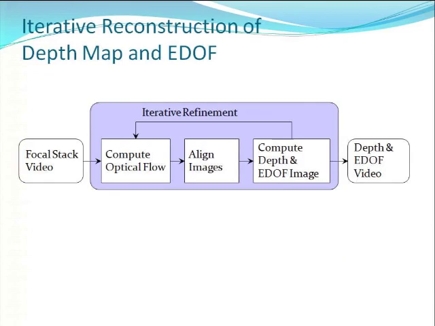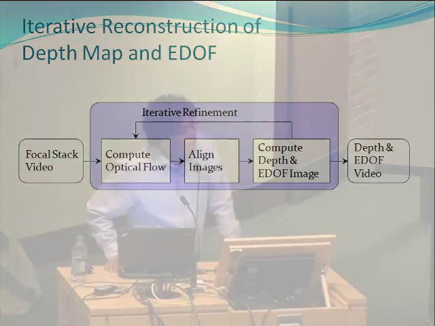But as you could guess, this would be a very hard optimization problem, because of the large number of variables involved. Another nice way would be the iterative reconstruction, and this is the framework that we follow. We first capture a focal stack video. We first compute an initial optical flow. I'll come to the details of it. Use this optical flow to align images, and thus create virtual focal stacks. And then we can do depth map extraction on this virtual focal stack. And then once we have this, we can go back and refine our optical flow estimation. And once this converges, we'll have a nice depth map and extended depth of field videos.